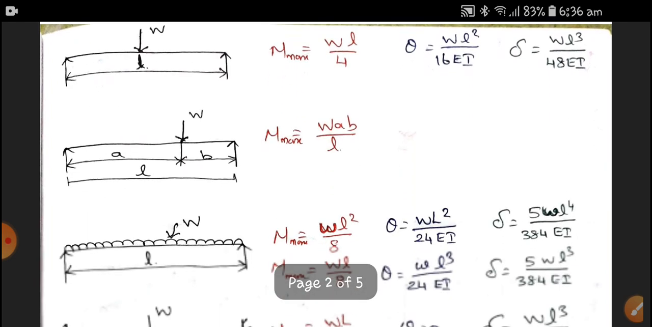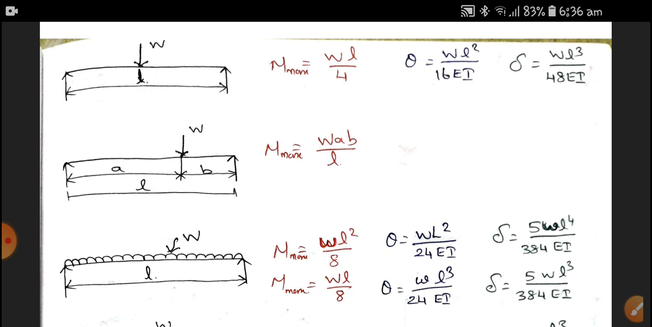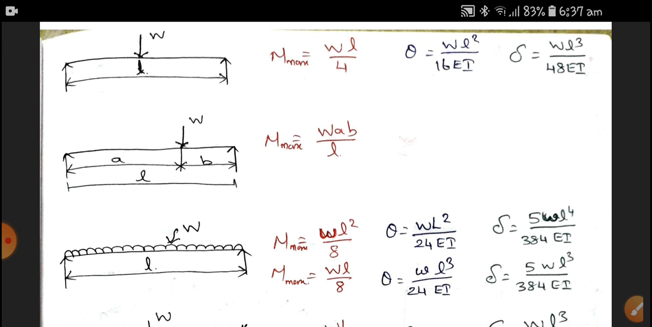Next, we go with the simply supported beam with three conditions. One is point load at midsection, another one is eccentric point load, and the third one is uniformly distributed load over the section. First thing, the maximum bending moment for the simply supported beam carrying point load at center is WL by 4, the slope is equal to WL square by 16 EI and deflection delta is equal to WL cube divided by 48 EI. Whereas when the eccentric load is acting, the maximum bending moment M is equal to W into A into B divided by L.